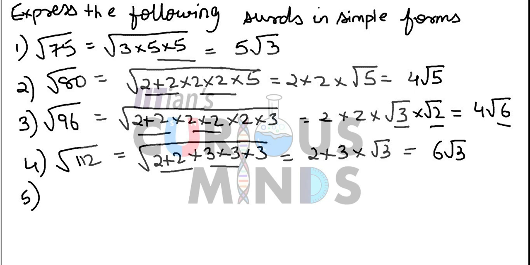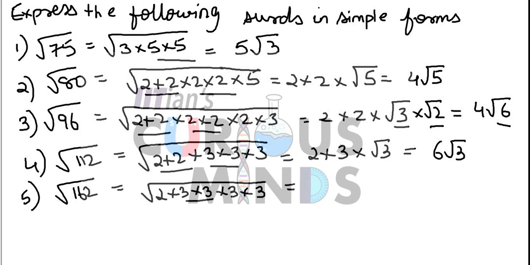Subpart 5. Root of 162. Root of 162 can be written down as 2 into 3 into 3 into 3 into 3. We remove 3 common ones, we remove 3 common for the second time. So 3 into 3, and since there is nothing common out here, we keep root 2. Therefore, 9 root 2.